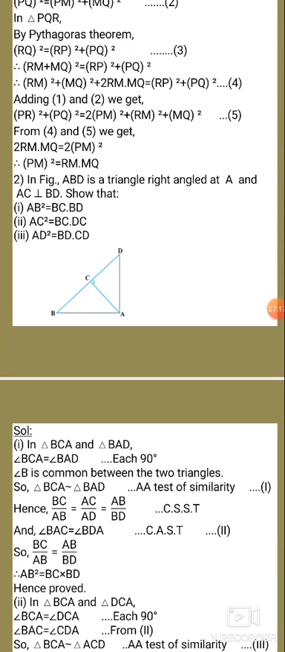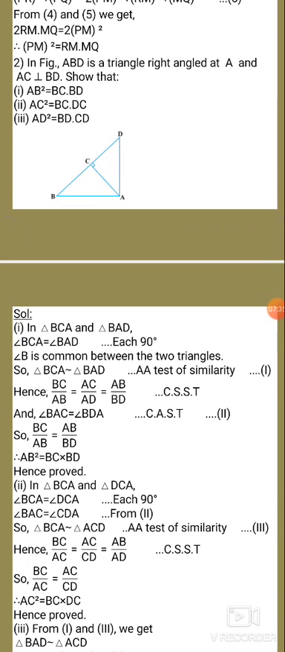Now we can write the ratio BC by AB equal to AB by BD. Now cross multiply. AB into AB is AB square, which is equal to BC into BD. Hence the proof.